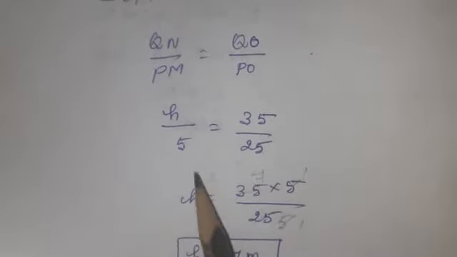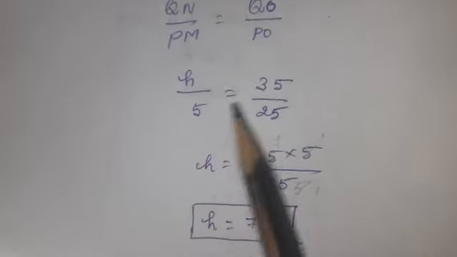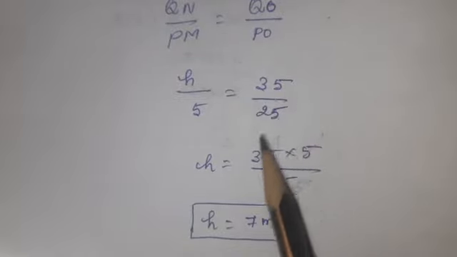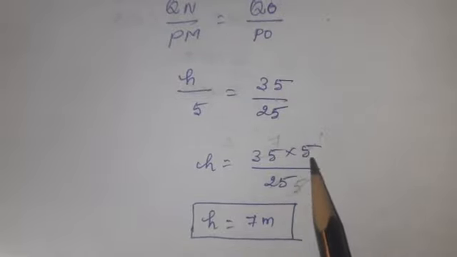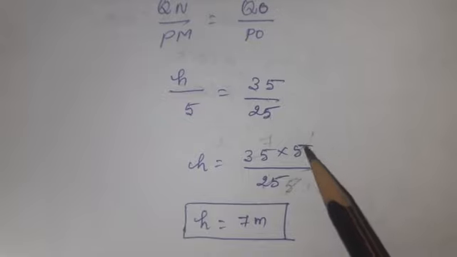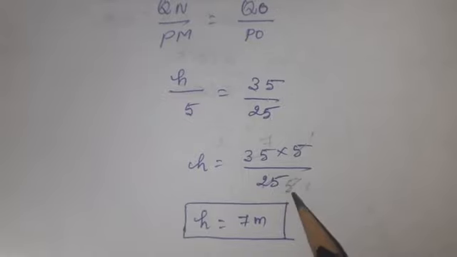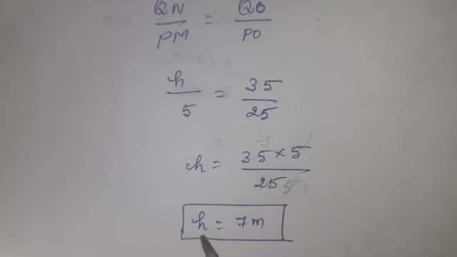Then H is equal to this: the denominator 5 moves to this side and becomes a multiplication. So 35 divided by 25 into 5. Cancel in the 5 table: 5 is 1 times, 25 is 5 times. Again cancelling the 5 table, 5 is 1 time, 35 is 7. Therefore H is equal to 7 meters.